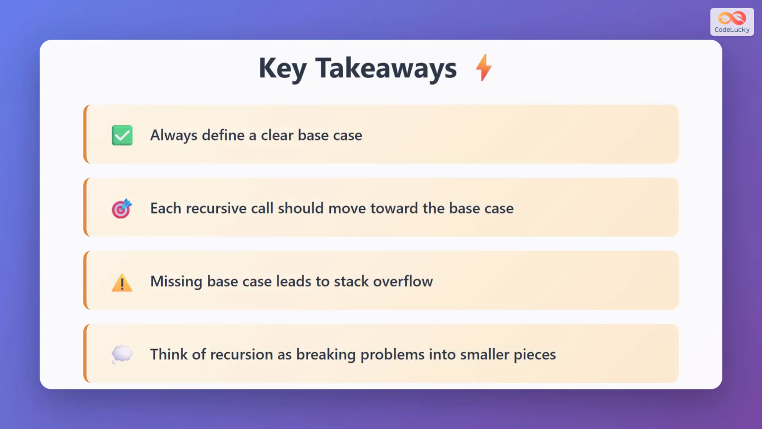Let's recap the key takeaways. Always define a clear base case. This is crucial to prevent infinite recursion. Each recursive call should move toward the base case. If your calls don't get closer to the stopping condition, you'll have problems.